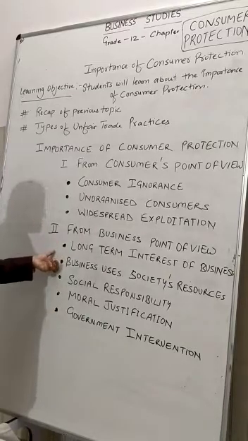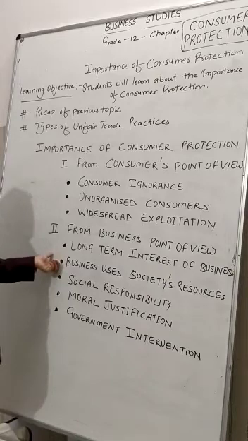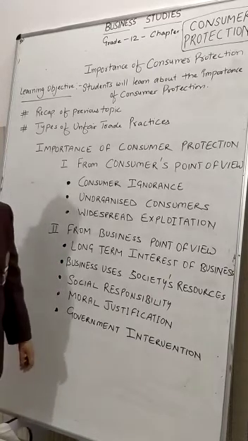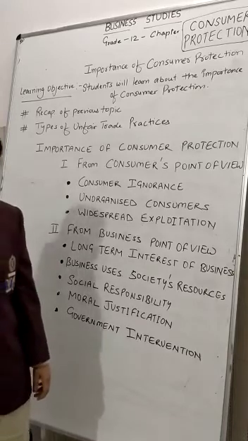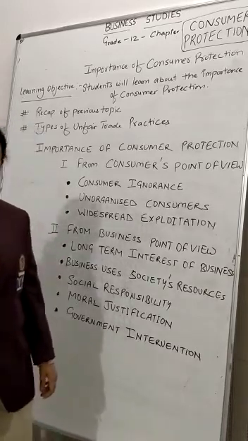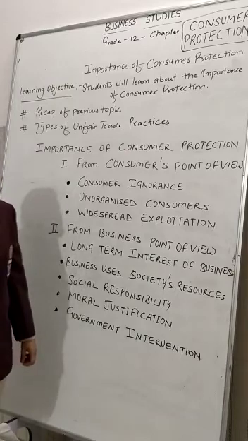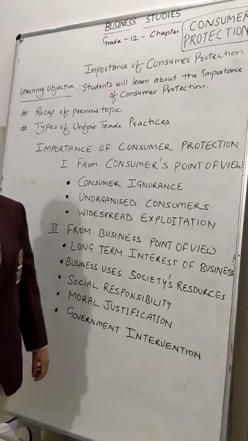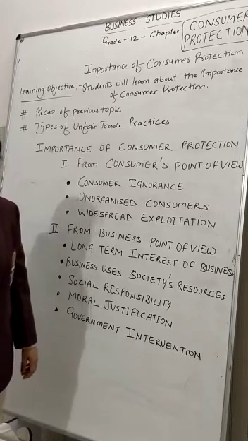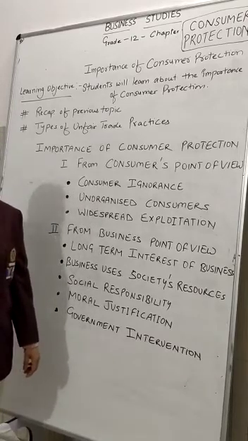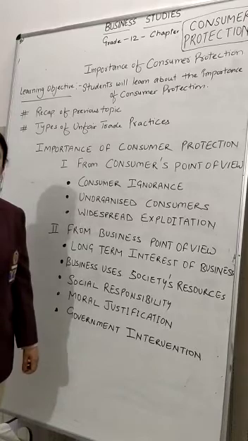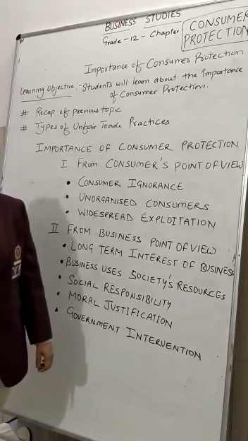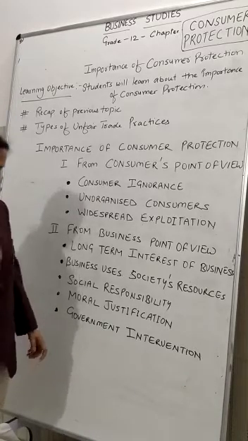Next one, business uses society's resources. Business is a part of society, and the physical, financial and human resources used by business are obtained from society only. In return, they have to provide goods and services to consumers. So it becomes necessary for business to provide good quality products at a reasonable price to consumers.